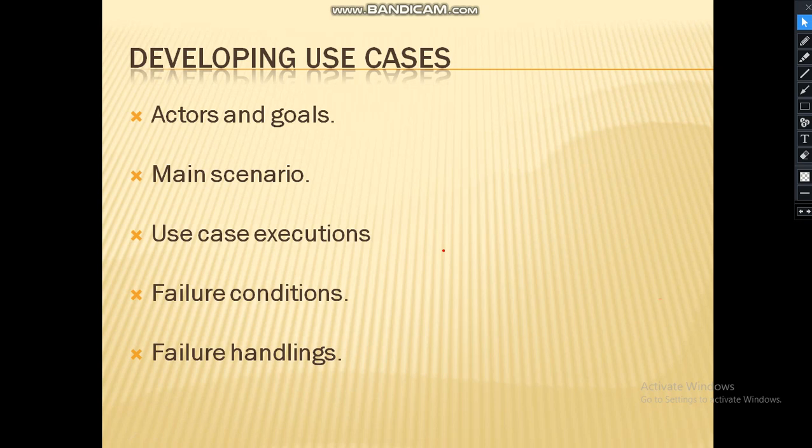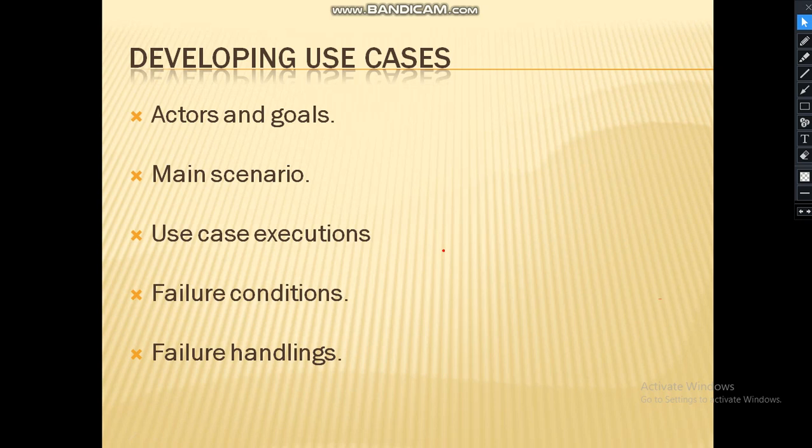Use case execution. Use case execution means who initiates the system and who performs the actions on the system. That is use case execution. There are two executions, one is the main flow, another one is the alternative flow. If the operations run without any faults, then it is the main flow. If the system fails, we can choose the alternative. That is the alternative flow.